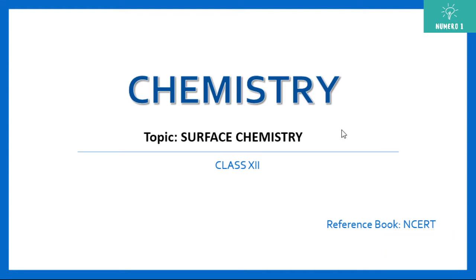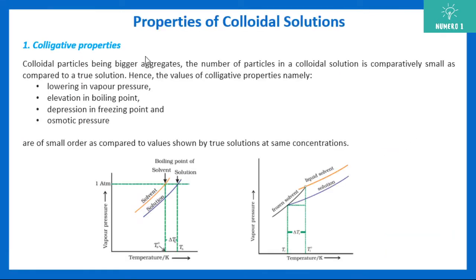Let's start with properties. The first property of colloidal solution is colligative property. If you remember, colligative properties are the ones which depend on the amount of substance which is added. Colloidal particles, since they are bigger in size, the number of particles in a colloidal solution is comparatively small as compared to a true solution.